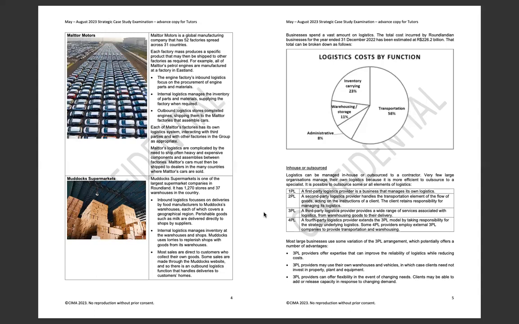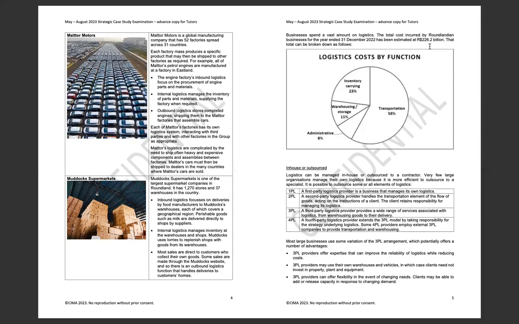Okay. So businesses spend a vast amount on logistics. The total cost incurred by Roundlandian business for the year ended 31 was $226.2 billion. So we have a market share that we have as an organization. But what is our objective? Our objective is being the market leader and perhaps taking the entire market share.